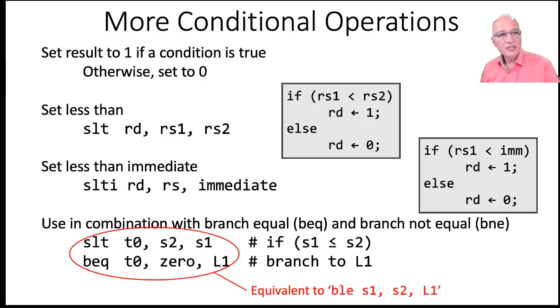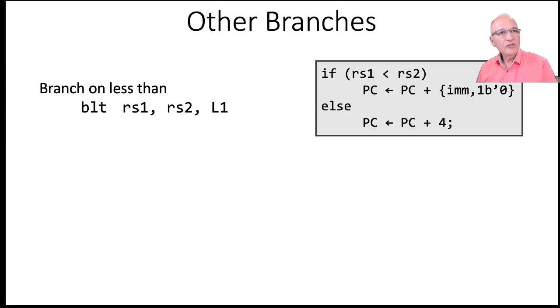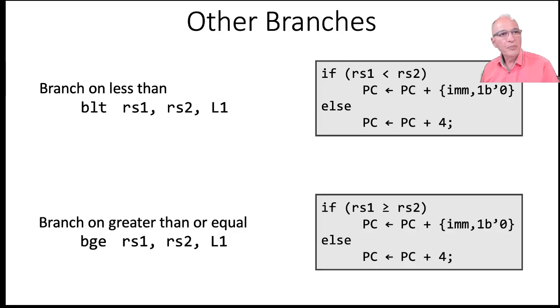then I will branch now if t0 is 0. So if s1 is less or equal than s2, then I'm going to be branching to s1. So this is equivalent to the instruction branch less or equal than. I can also have a branch on less than. So if rs1 is less than rs2, I'll be going to the target of the branch. Otherwise, I execute the next instruction. I have a branch on greater than or equal to.